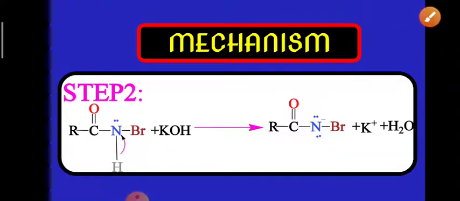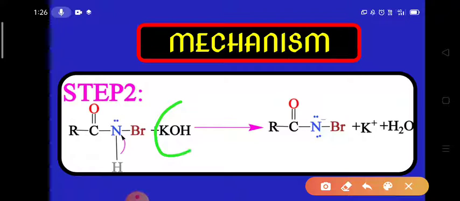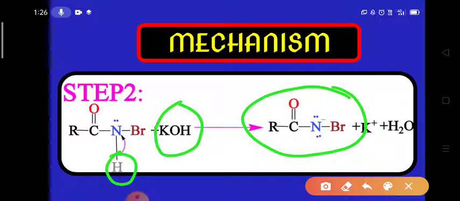And in the second step, this bromamide reacts with the base that is KOH and loses its proton and forms an ion. As it is formed from the bromamide, we call it the anion of bromamide or bromamide anion.